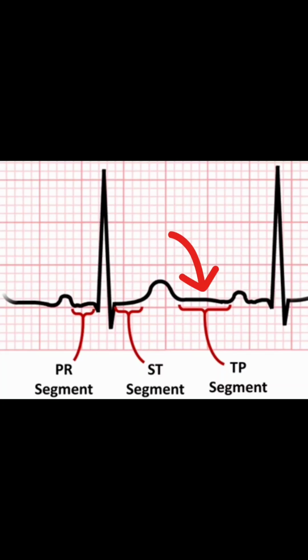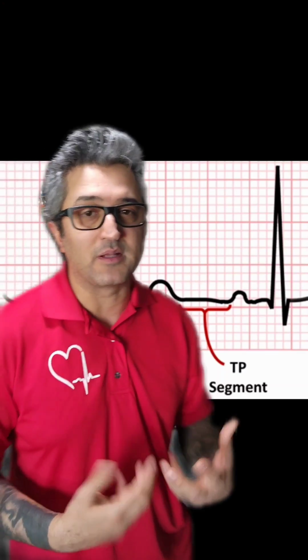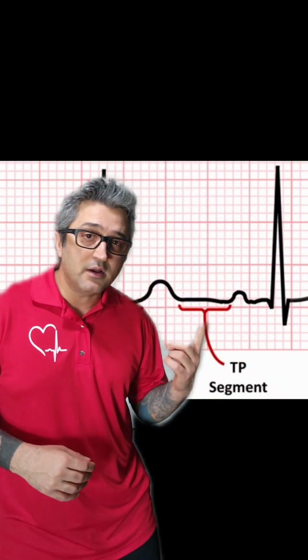And over here, we have the TP segment. The TP segment begins at the end of the T wave and ends at the onset of the P wave of the next cardiac cycle. The TP segment represents the resting state of cardiac cells' action potential. And here is where we find our true isoelectric line.